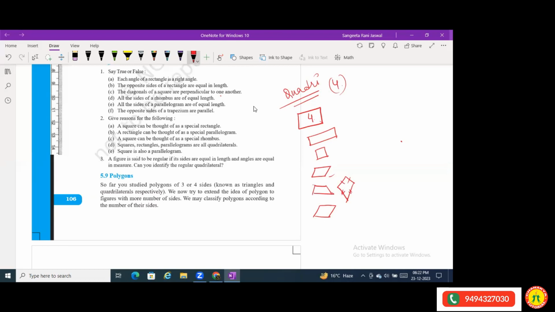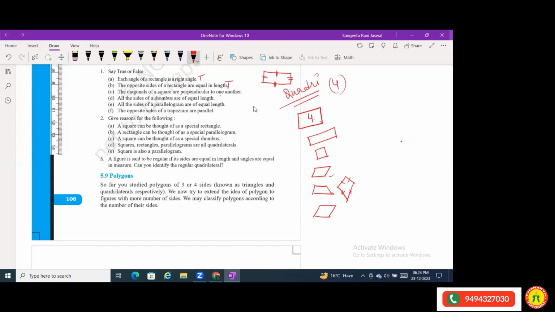Now let's come to the exercise part. Say true or false. First question, each angle of a rectangle is a right angle. Is that true? Yes, ma'am, it's true. Okay, next. Soumya, tell me, the opposite sides of a rectangle are equal in length. No, ma'am. False. No? Aren't the opposite sides in a rectangle equal? What are the properties of a rectangle? Opposite sides are equal in length. This side is equal to this side, and this side is equal to this side. So yes, opposite sides of a rectangle are equal in length. So that's true.